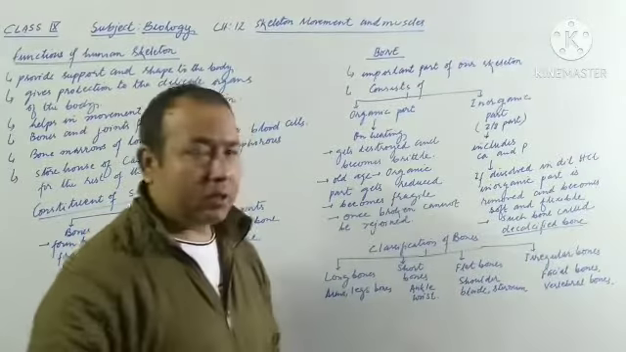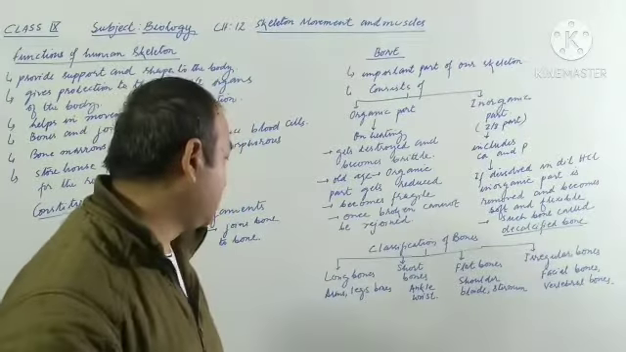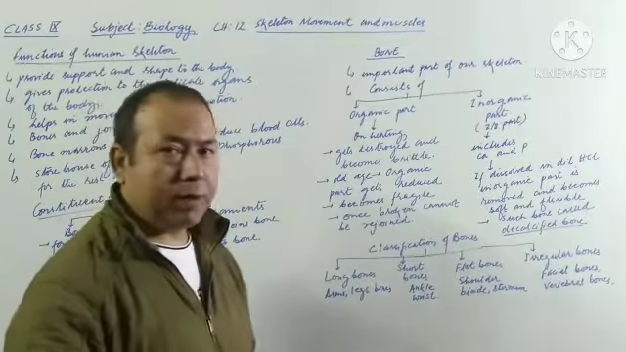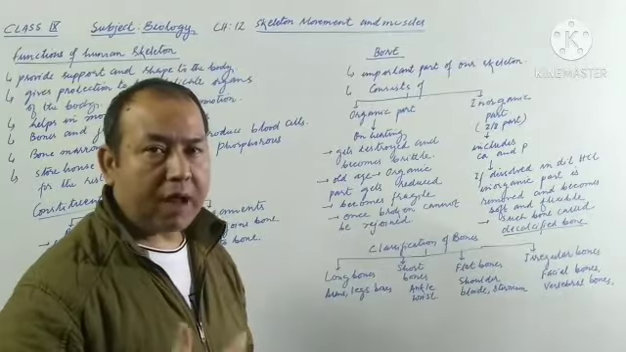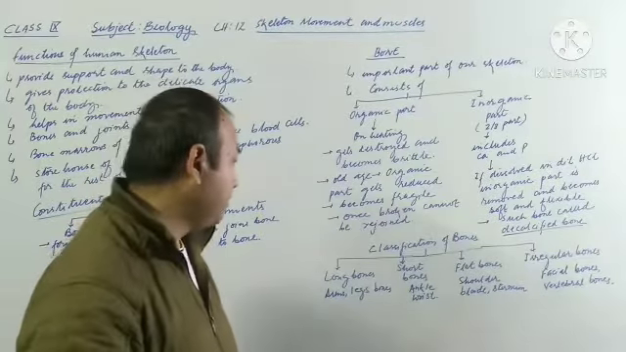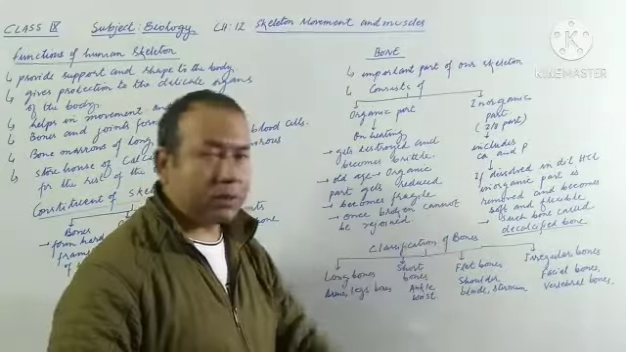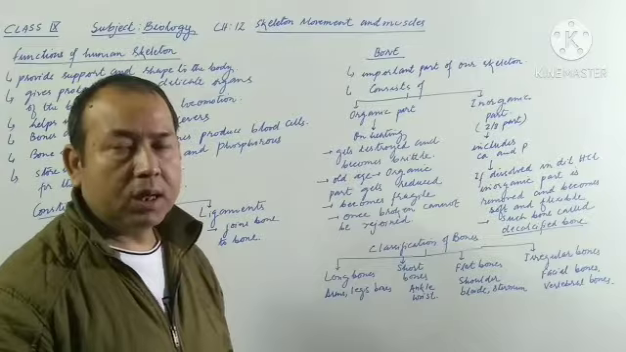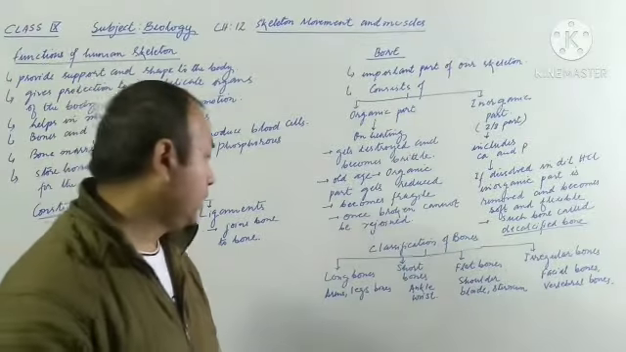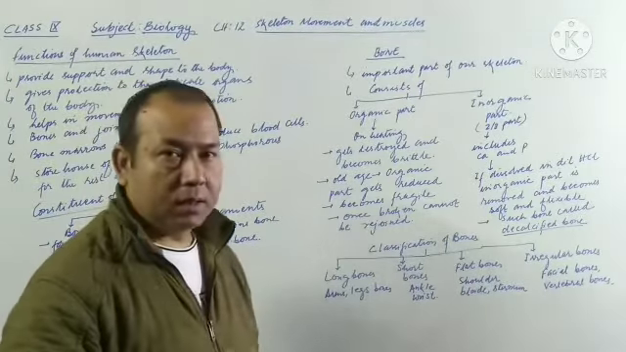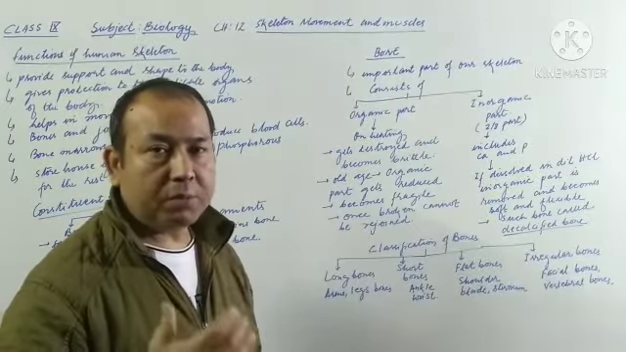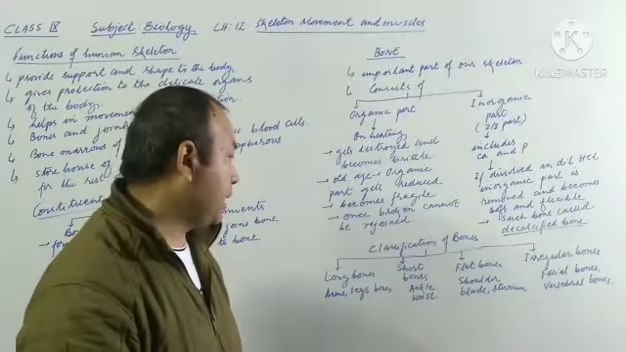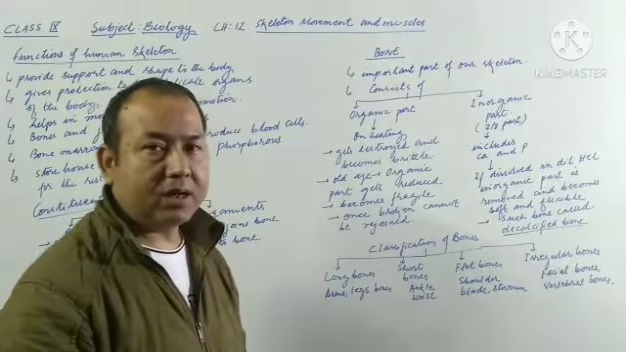Then the next topic is the classification of bones on the basis of their shapes and size. The bones can be classified as long bones, short bones, flat bones, and irregular bones, so they can be categorized under 4 different groups. Long bones are usually found in the arm, leg, and thigh region. Then short bones are like the ankle and wrist bones.